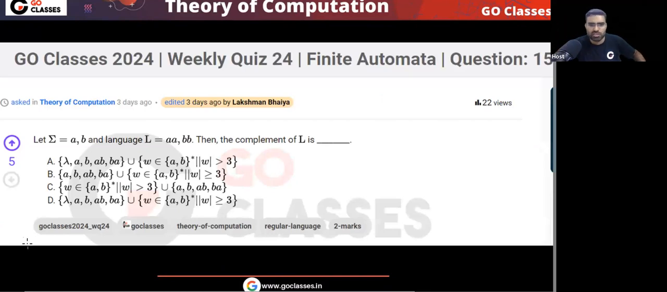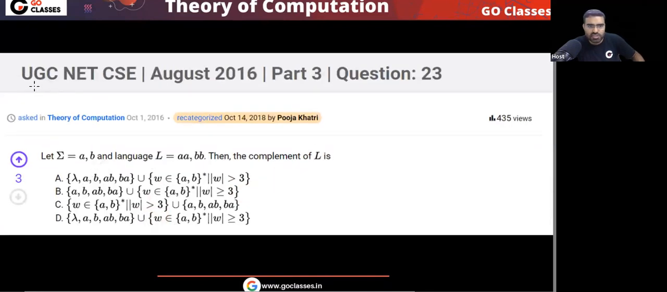Let's see this. Question number 15. Tell me the answer. This question number 15 is taken from UGC NET. This is another question from UGC NET. The question is very simple.